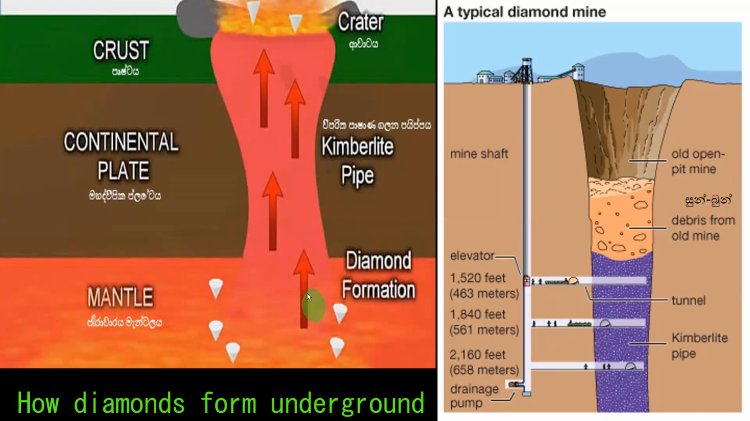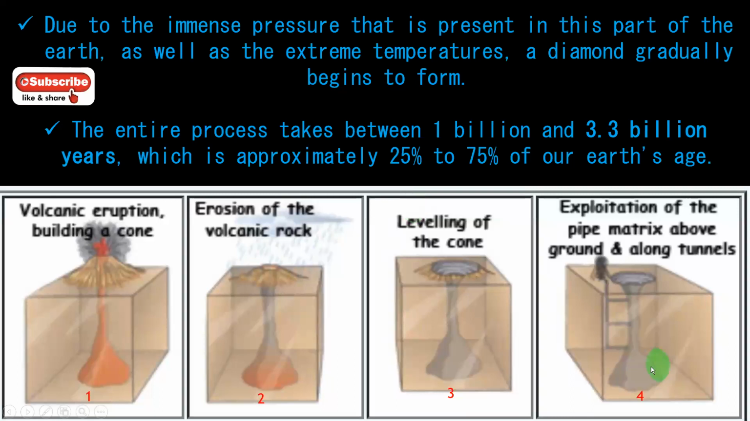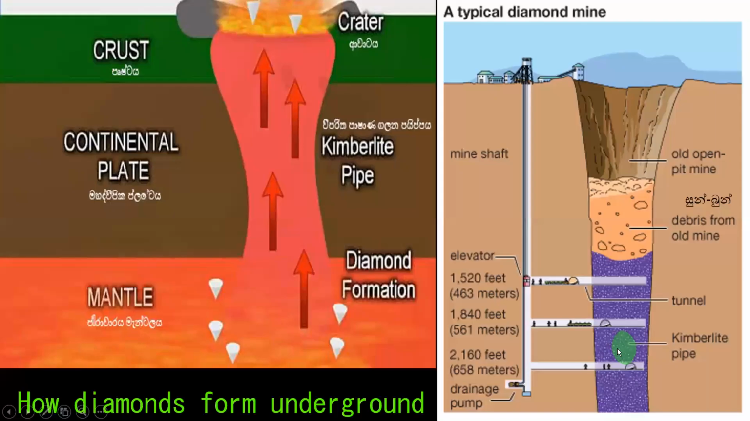Then with the volcanic lava, diamonds are coming to the Earth's surface. This is the crater. Then this pipe is called kimberlite. Kimberlite pipe means this. For example, this is a kimberlite pipe. We have to make a hole and go through these holes and collect the diamonds and bring them to the Earth's surface. So this pipe is called kimberlite pipe.